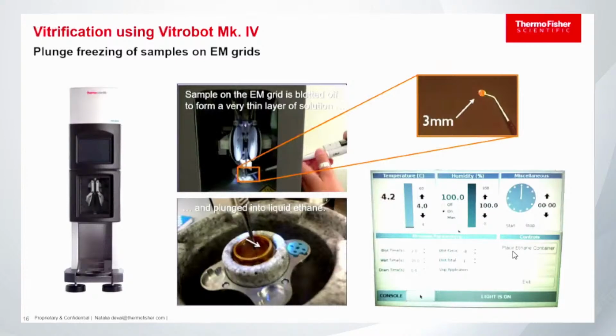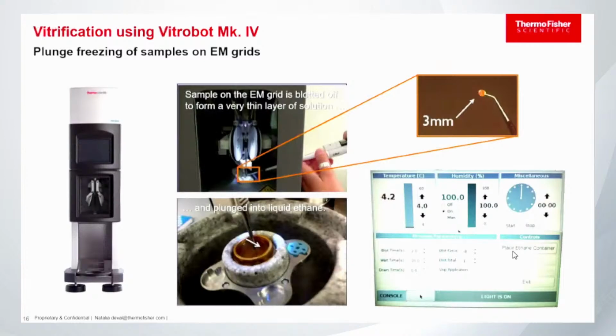And usually you wait probably 5 to 10 seconds, and this is the timing here, the wait time. After the waiting time, you blot with those filter papers. What that means is you approach those filter papers to the grid to remove the excess liquid, because you want to generate a very thin layer of buffer around your protein of interest, but not too thick, not too thin. That's the tricky part, okay?